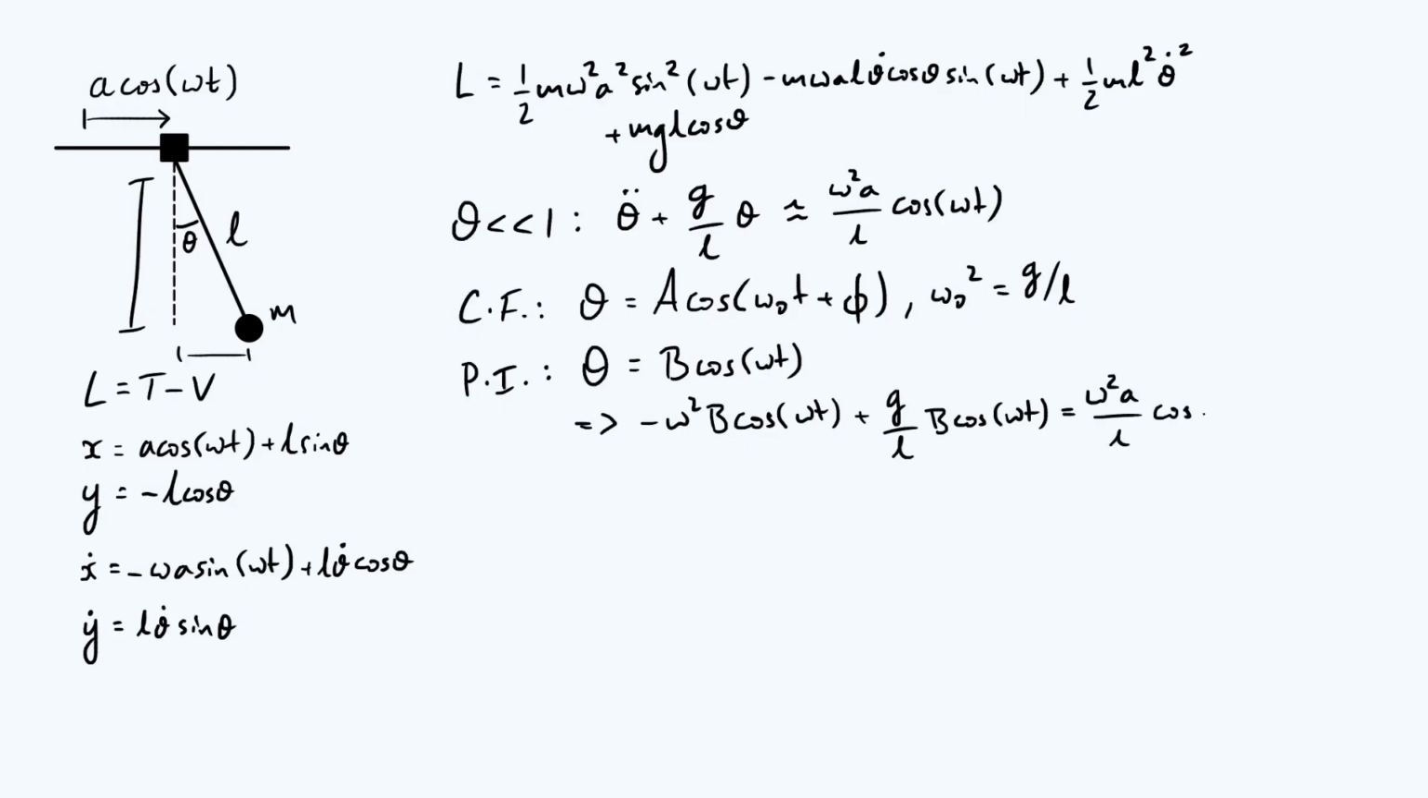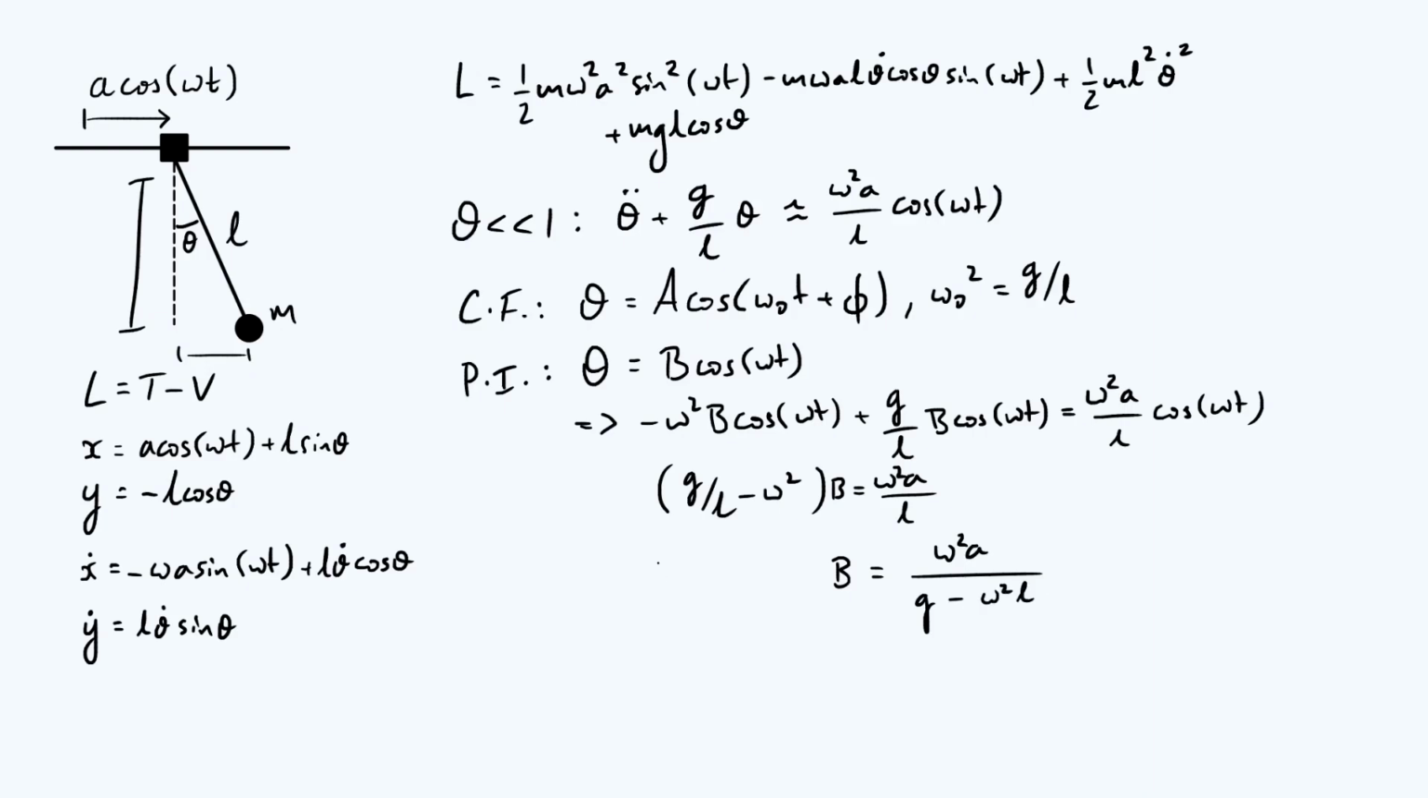All of the terms are proportional to cos omega t, so we can just equate the coefficients, get rid of the cos omega t, and say that g over L minus omega squared has to be equal to omega squared a over L. Or wait a second, I tried to factor out b, but I forgot to put the b in. There we go. And then we just divide through by the bracketed term to get b on its own. It is omega squared a over g minus omega squared L.